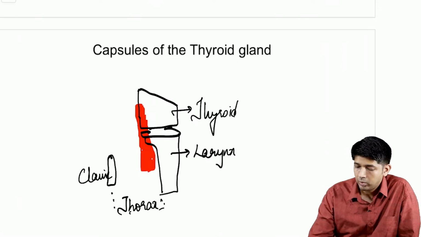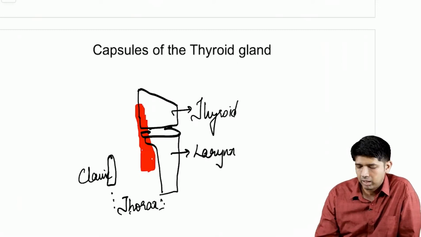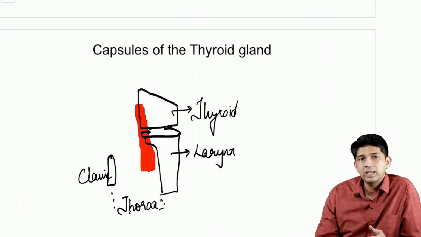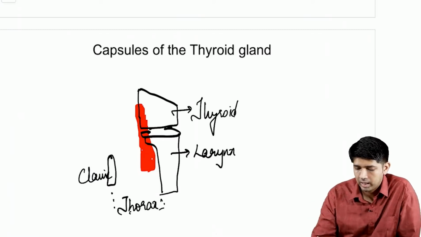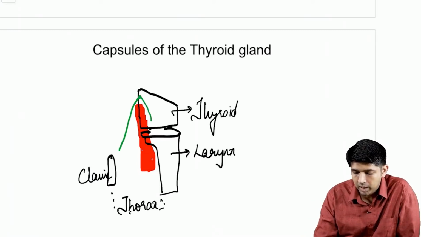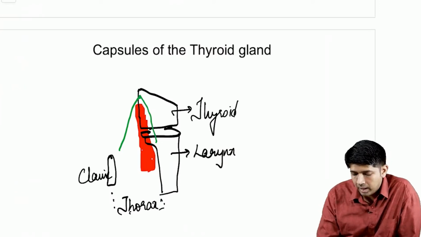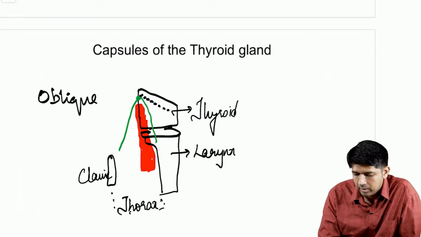Alright. Now this is covered by the false capsule, which is a derivative of the deep cervical fascia. Now what you need to understand is it has two laminas. Alright, it has an anterior layer and a posterior layer. So it covers the anterior layer of the thyroid and even the posterior layer of the thyroid. Now superiorly, this gets attached to the oblique line. The oblique line on the thyroid cartilage.